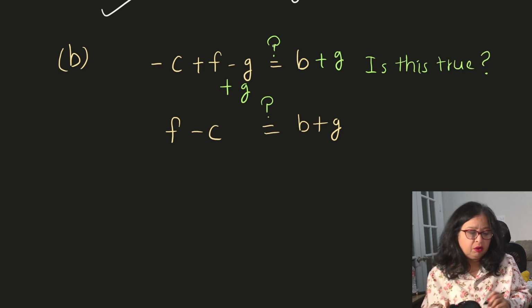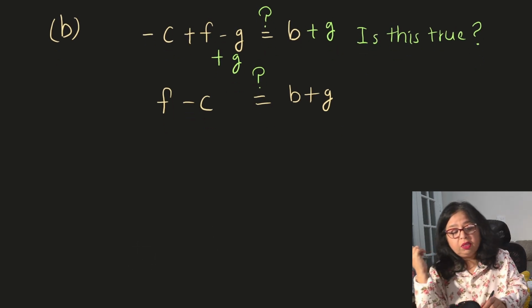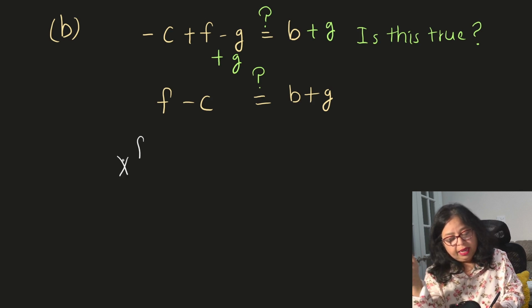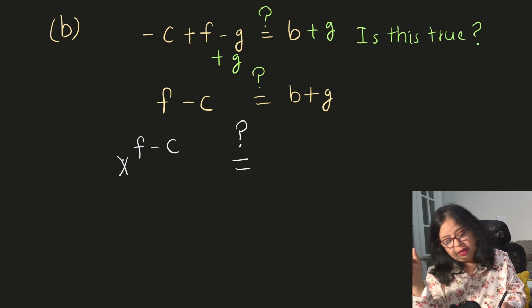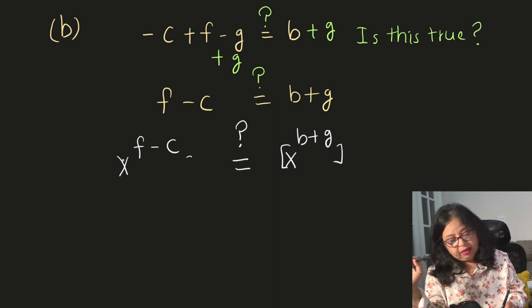I do not know yet. Maybe it is true, maybe it isn't true. So let's do the same thing that we did before. We will raise x to the power f minus c on the left hand side and find out if that is equal to x to the power b plus g on the right hand side.